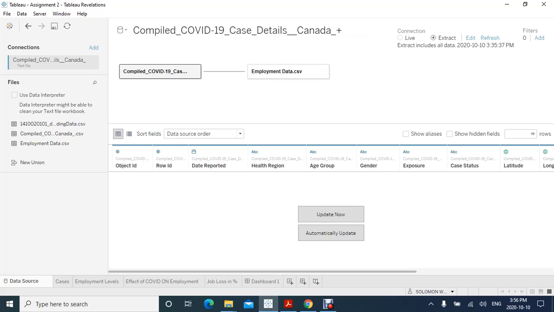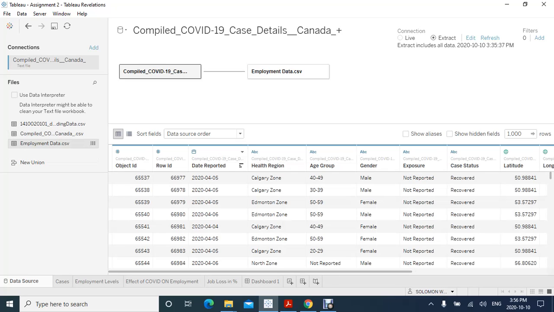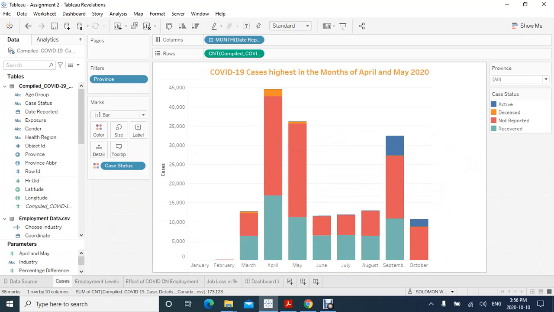If you take a look at my Tableau, you see on the Tableau data source page my data. This is the compiled COVID-19 case data from COVID-19 Canada and also the employment data from Statistics Canada. If you look at both of them, you'll see the data. This is for COVID and this is the employment data too. So let's now look at the visualization.